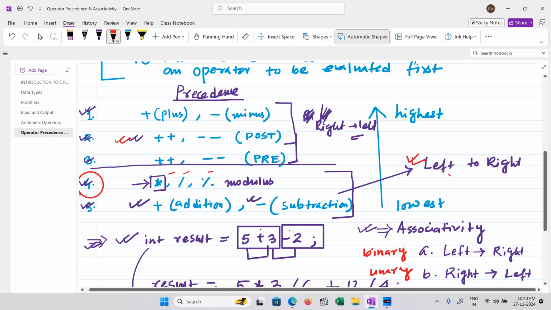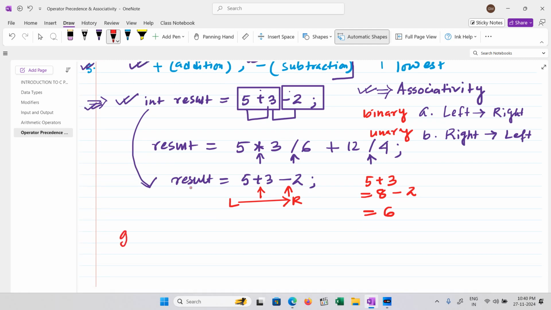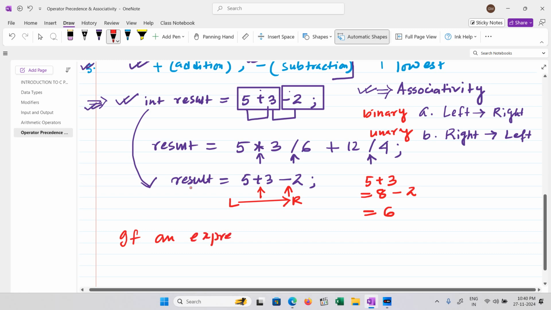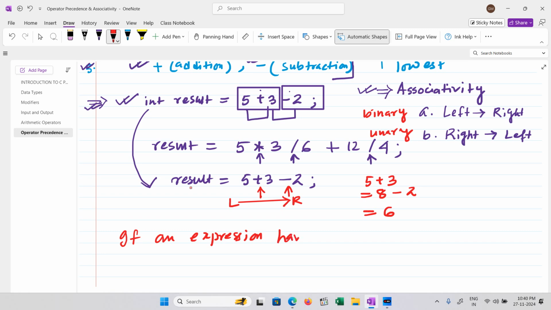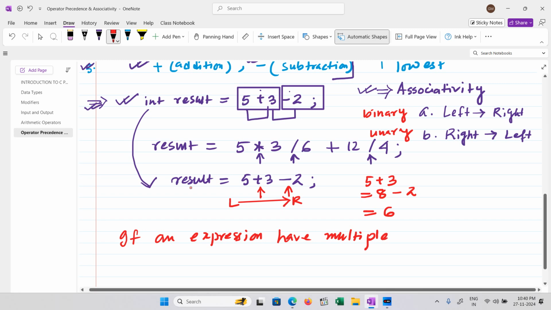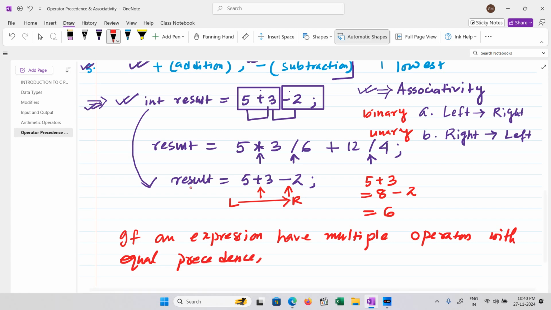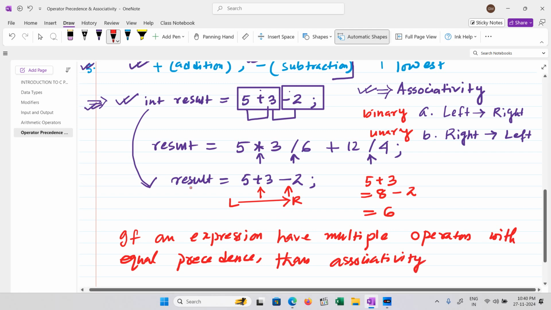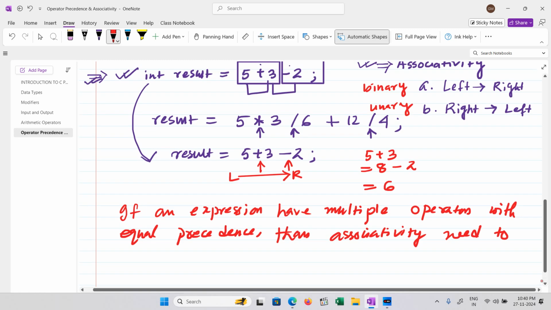So what is associativity? As we have just found, if an expression has multiple operators with equal precedence, then associativity needs to be considered to solve the given expression. You can also note these things down, right? We need to note down these things.